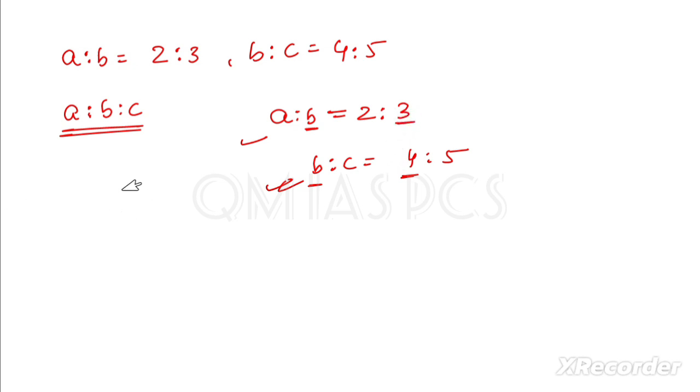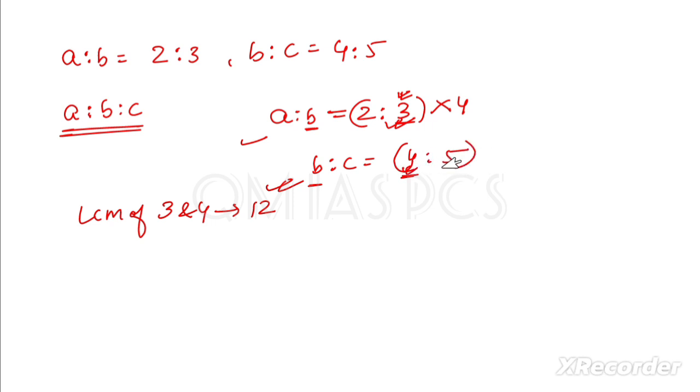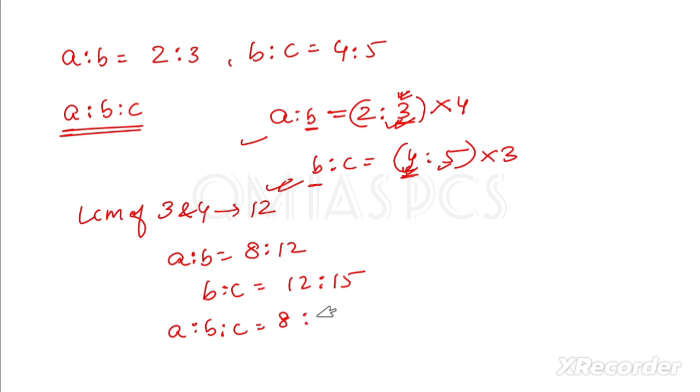So here is the concept of LCM. Take the LCM of both numbers, 3 and 4, so it will be 12. First of all, we have to make this 3 as 12, so we multiply by 4. When you multiply 3 by 4, the 2 is automatically multiplied by 4 too. When you multiply this 4 by 3 to make it 12, the 5 also gets multiplied by 3. So we have A is to B equal to 8 is to 12, and B is to C equal to 12 is to 15. Finally, A is to B is to C is equal to 8 is to 12 is to 15. This will be our answer.